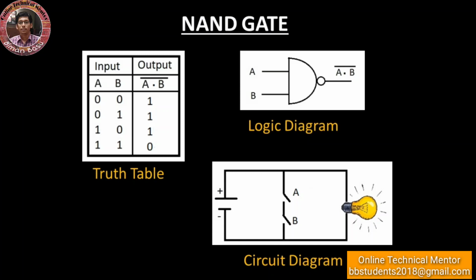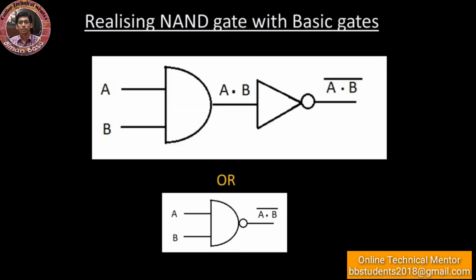Look at the last combination of input. When both the switches are in closed state, current will follow the short circuit and the current will not pass through the load, that is through the light, and the light will be in the off state, 0. And for any other combination shown above, current will pass through the light. We can also realize this NAND gate with basic gates also.